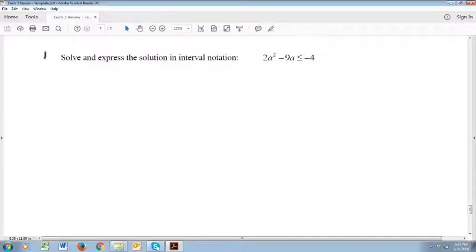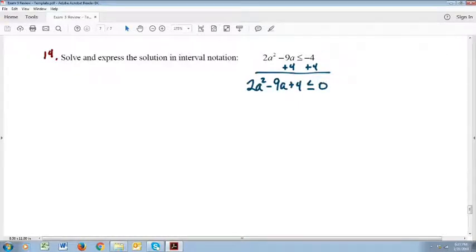Alright, so this is actually number 14. I'm going to go ahead and do this one, and I'll just give you a couple tips on the other two. So first of all, there are some steps we need to follow when we solve these quadratic inequalities. First thing is we need to get 0 on one side. So let's add 4 to each side.